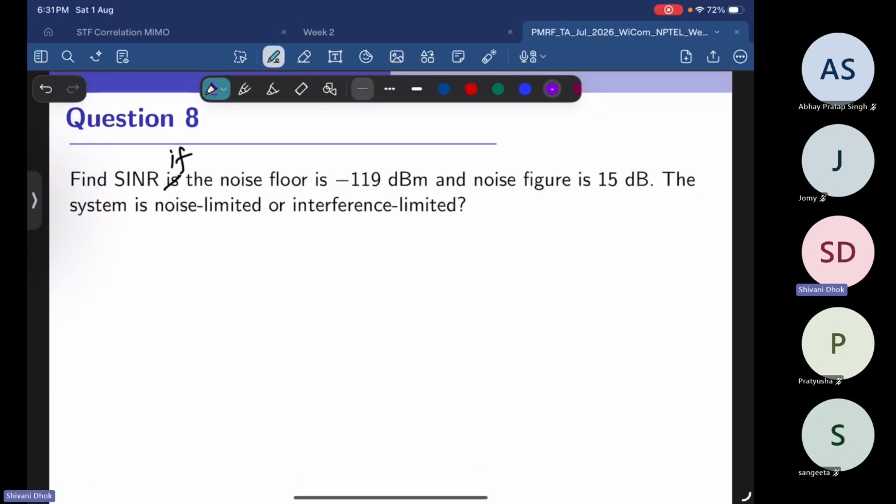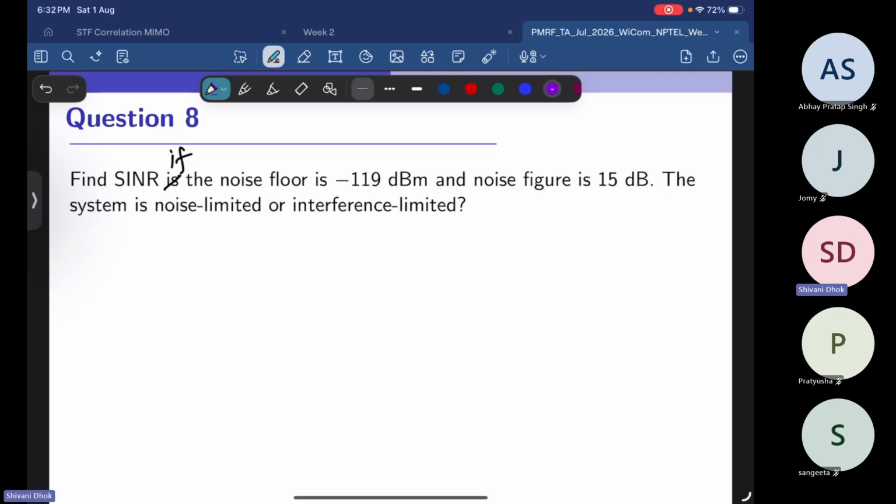Okay, so the next question is find SINR if the noise floor is minus 119 dBm and noise figure is 15 dB. Is the system noise limited or interference limited?